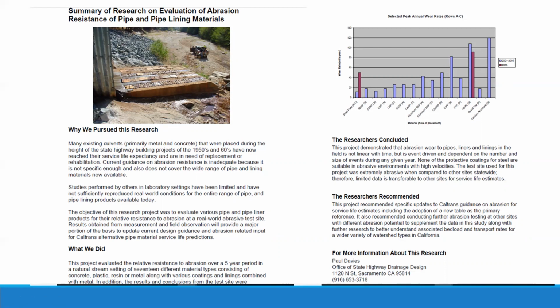These materials consisted of concrete, PVC, HDPE, steel plate, and common coatings for each. And more information about this project can be researched here at the Office of State Highway and Drainage Design in Sacramento.